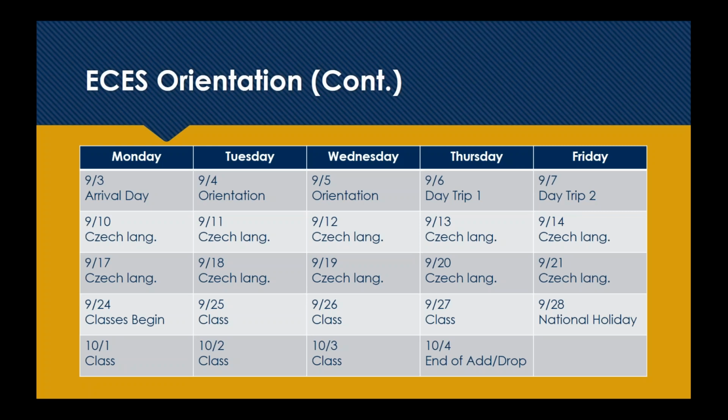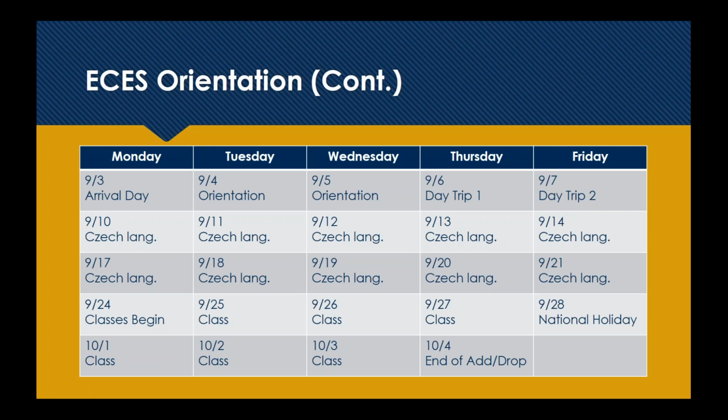The end of the add drop period is Thursday, October 4th. So you can sign in and out of classes until the end of the day on October 4th, which means that if you're on a wait list for a class, you can still be added to it until the end of the day on October 4th.